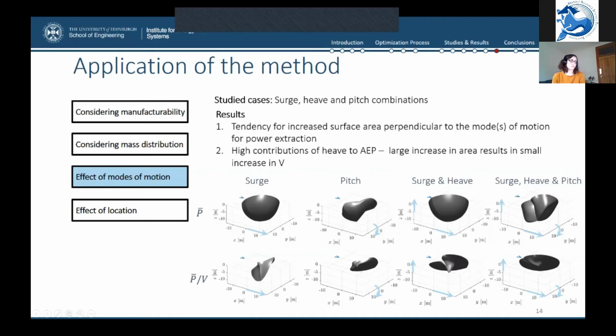So as you can see, each column represents a different mode of motion for power extraction. So we have surge, pitch, surge and heave, and surge, heave, and pitch. And in the first row, the geometries were optimized to maximize annual energy production. And in the second row, or the lower row, shapes were optimized to maximize the annual energy production over the submerged volume. And so, as I said, this was just to show the range of shapes that can be generated. But if you have any particular questions on this, we can come back to this later.